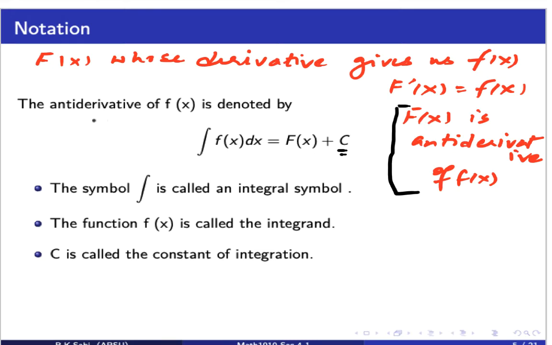So the antiderivative of f of x, this is important for us, is denoted by the integral symbol, then the small f of x dx equals capital F of x plus c. So this was just the very starting of our antiderivatives.